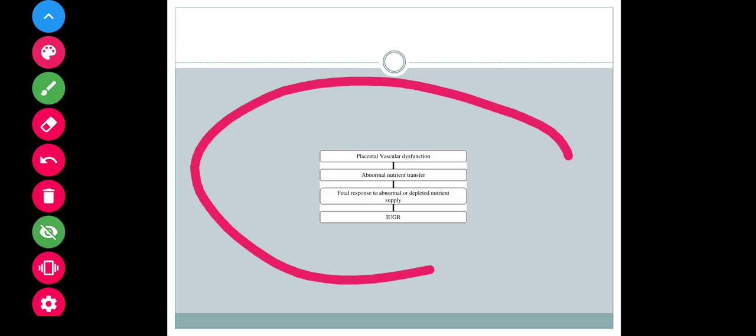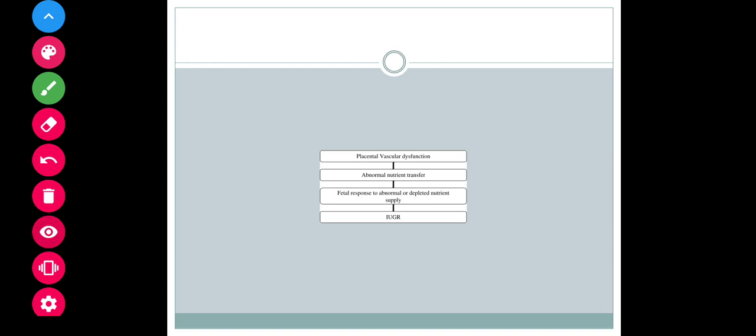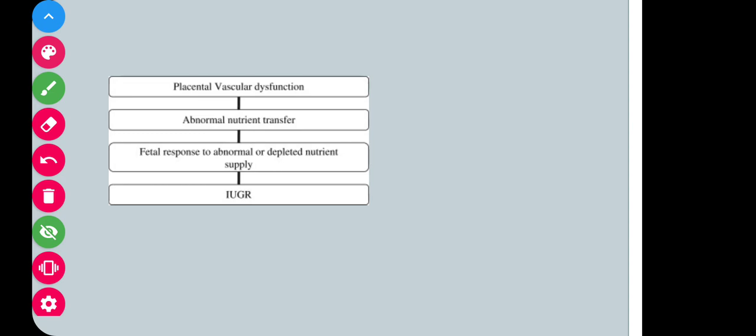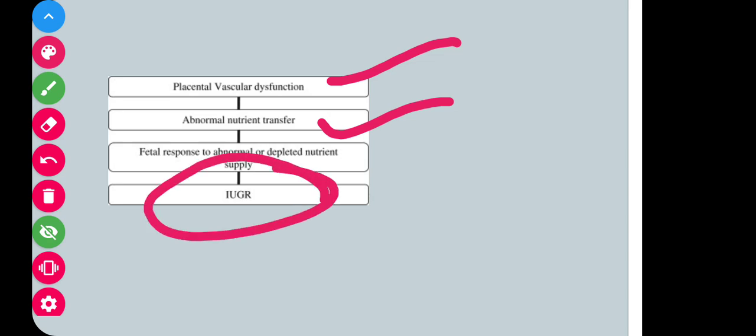Next, let's see the pathophysiology. It begins with placental vascular dysfunction. If the placenta is not working properly, there is abnormal nutrient transfer. Nutrients may not reach the baby and the baby cannot take sufficient nutrients, while the demand of the fetus increases. Here the placenta is not supplying up to the mark, so definitely the fetus will not grow. Finally, the result will be intrauterine growth retardation.